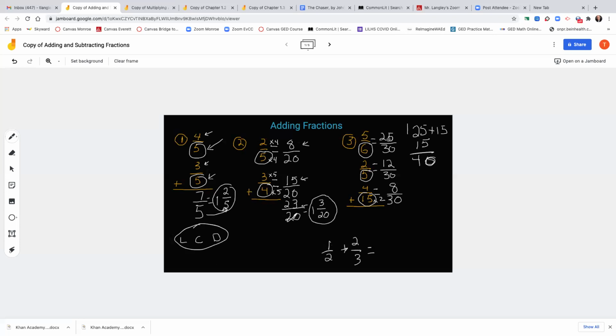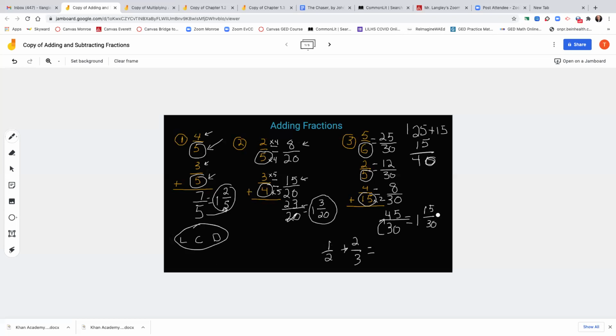Now I'm ready to add, because I have the same denominator, and I'm going to add up all my numerators. 8 plus 12 is 20, plus 25 is 45. I did that real fast in my head there, but that's an improper fraction because the numerator is larger than the denominator. So I divide: 30 goes into 45 one time, there are 15 left over, and that goes over 30.